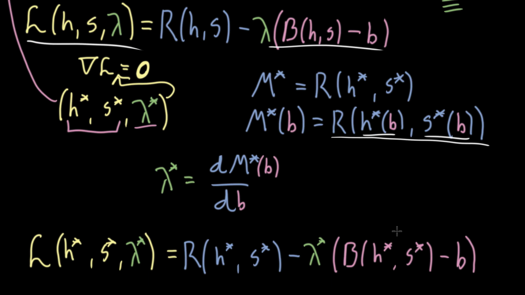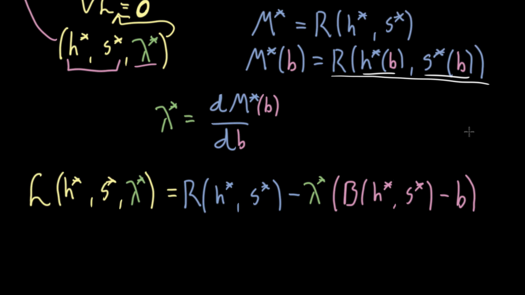Okay, Grant, you might say, why does this tell us anything? You're just plugging in stars instead of the usual variables. But the key is that if you plug in h star and s star, this value has to equal 0, because h star and s star have to satisfy the constraint.